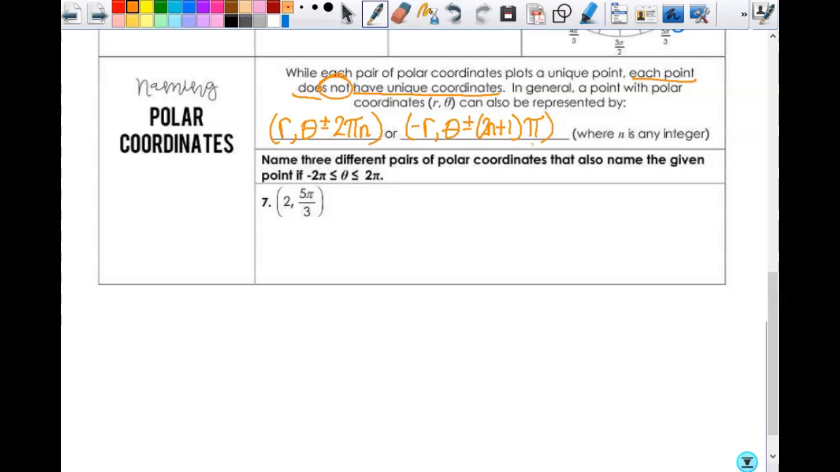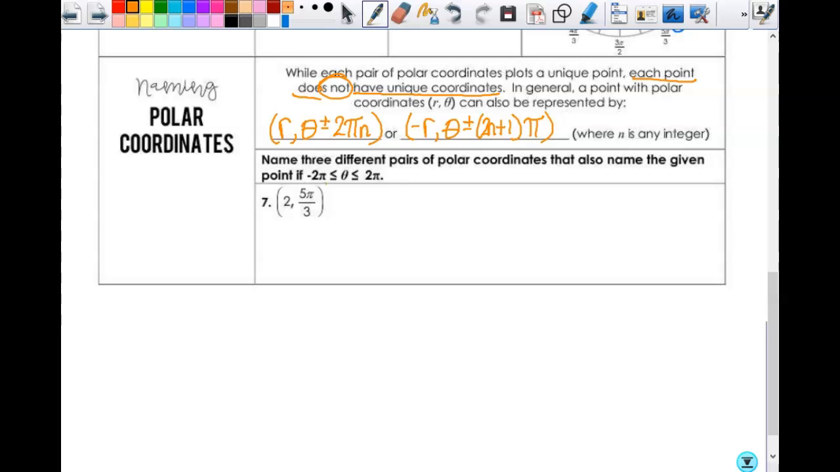Now, we're going to be asked for other ordered pairs. There are an infinite amount of answers, but they're restricting our domain. So from negative 2 pi to 2 pi, there's only going to be a total of 4 possibilities that you could give. So there's one they give you, and then there's going to be 3 more that we come up with. Okay, so that's why it asks for 3 different pairs.